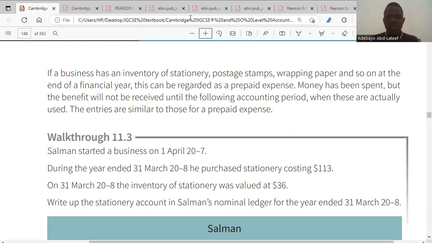Thank you. So we've talked about accrued expenses and prepaid expenses. Accrued expenses goes to your income statement, and also we have a current liability for that in our statement of financial position. For our prepayment, it goes to our income statement also, and we have a current asset for other receivables.